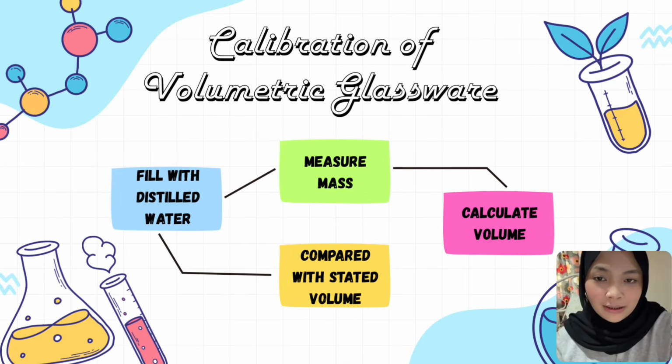Next, I will explain the calibration of volumetric glassware. Calibration is the process of checking the accuracy of volumetric glassware to ensure the actual volume matches the stated volume. First, the glassware is filled with distilled water. Then, the mass of the water is measured. Next, the volume is calculated based on the mass of the water. Finally, the calculated volume is compared with the stated volume of the glassware. Calibration is important because it improves the accuracy of measurements, reduces errors, and ensures reliable experimental results.